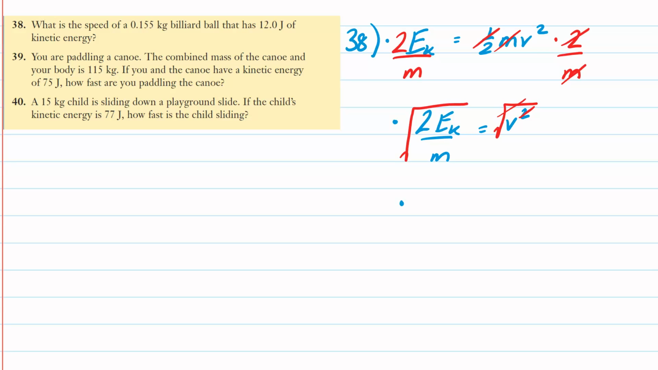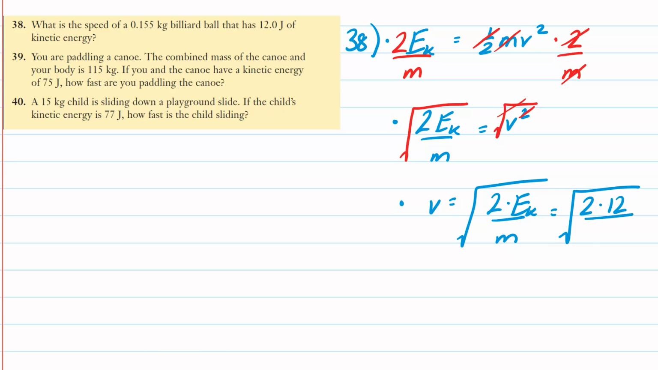So our final equation becomes v equals the square root of 2 times EK over m, and we fill in those values in the question. 2 times the EK of 12 joules divided by the mass of 0.155 kilograms. To 3 significant digits, that becomes 12.4 meters per second.